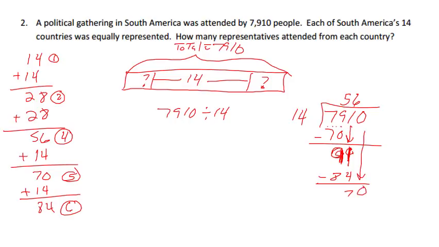Bring down our last digit, which is 0, so 70. And we can see that was equal to the 5th multiple. And 5 times 14 was 70. And we end up with no remainder. So let's go ahead and check it out.